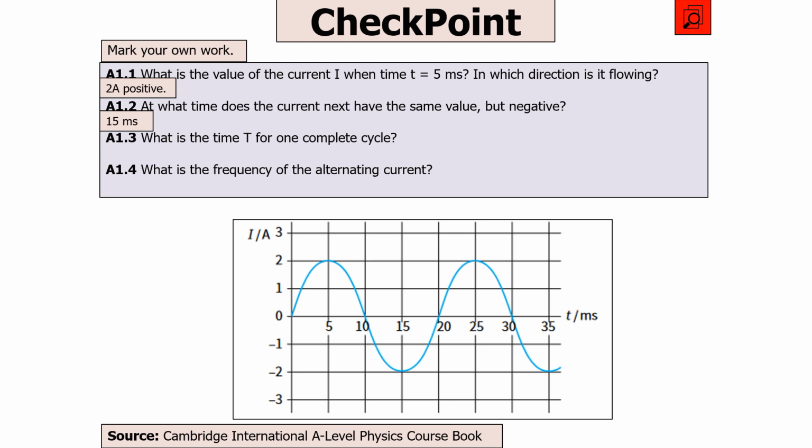Now if you look on here, the time for one complete cycle is one whole wave, so therefore you're going to be equal to 20 milliseconds, as is the information given on the graph. So the frequency is going to be, frequency is 1 over time period, so it's 1 over 20 milliseconds, which is 20 times 10 to the minus 3, so it equals 50 hertz.